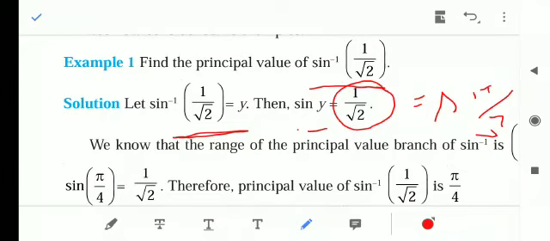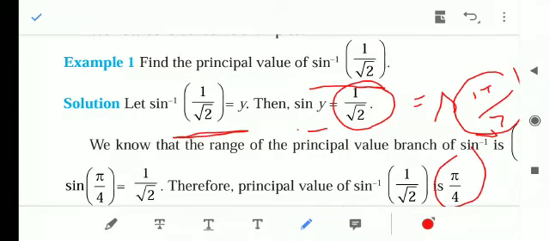And do you know what is the range of the sine inverse function? You can see in the first row we have seen that the range of the sine inverse function is minus pi by 2 to plus pi by 2 in closed interval, and pi by 4 lies in this range, that is minus pi by 2 to plus pi by 2. So its answer is pi by 4, right?